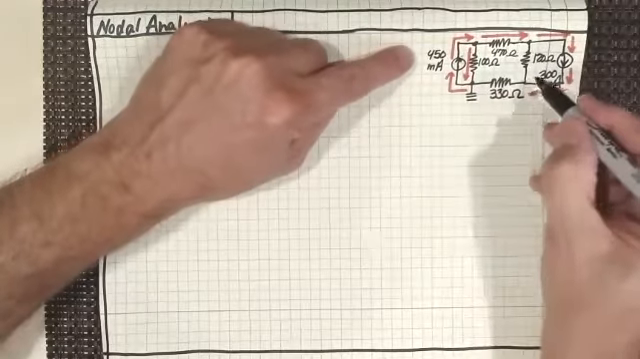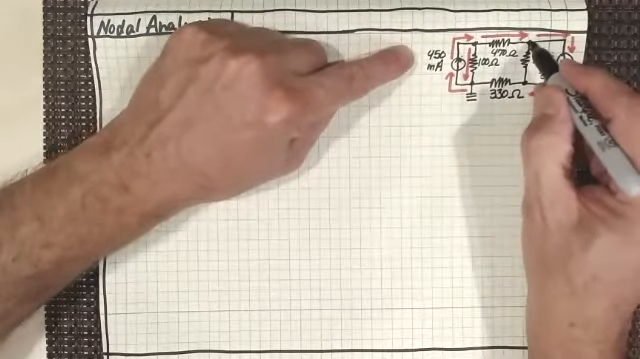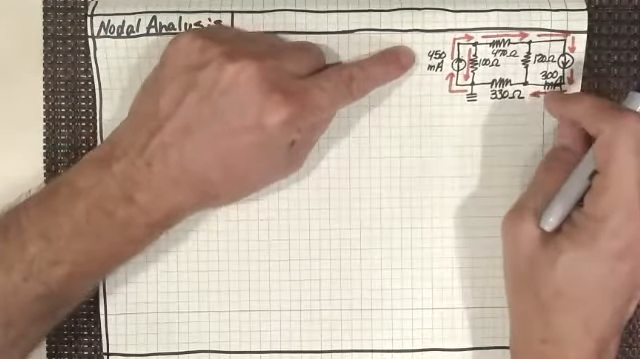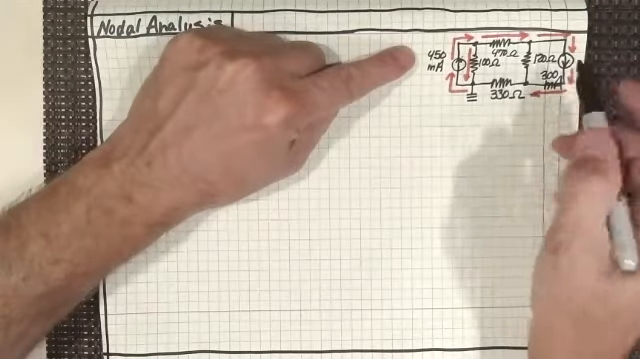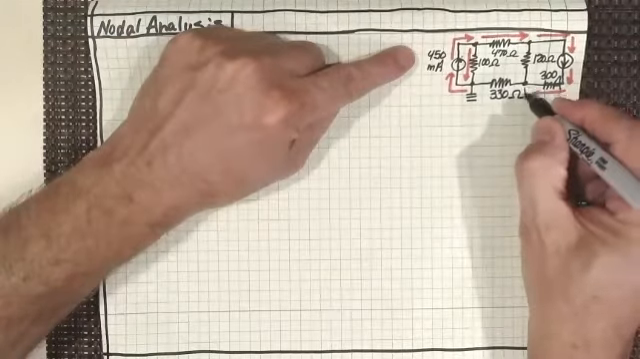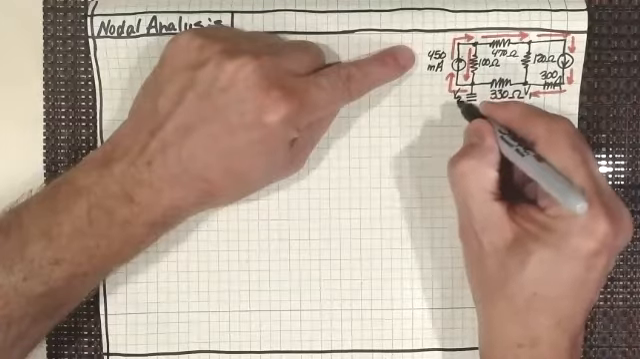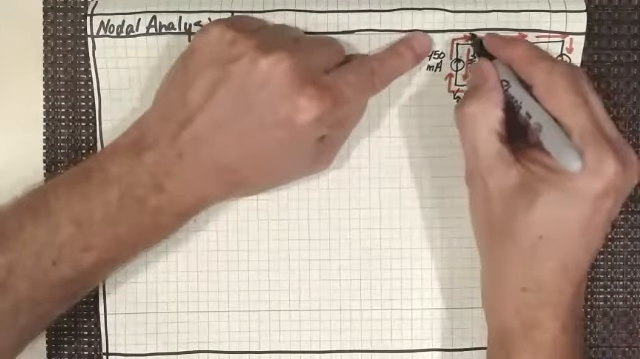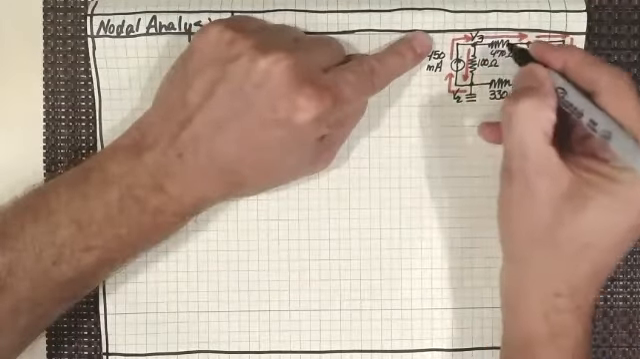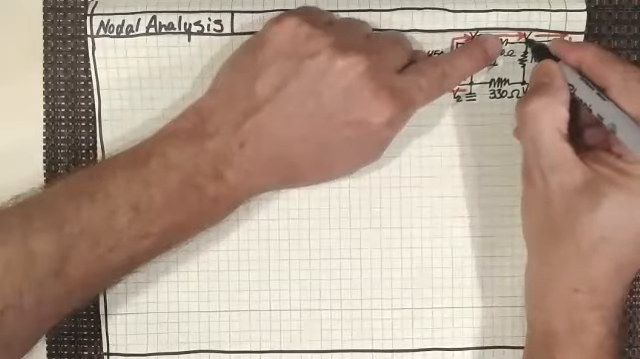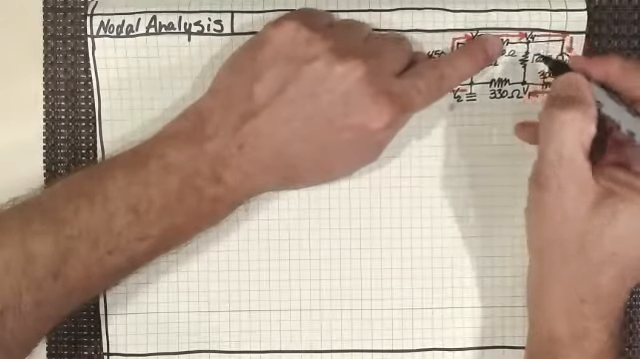And I'm going to actually give these individual nodes that I've got here numbers. I'm going to say that this is V1, and this node is going to be V2. This node is going to be V3, and this node is going to be V4.